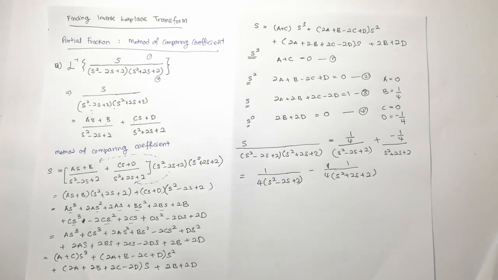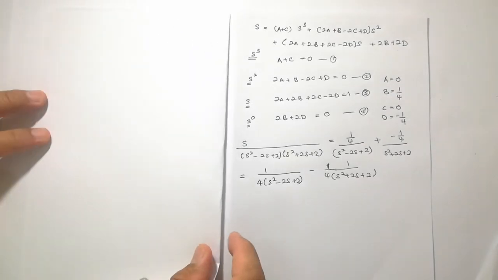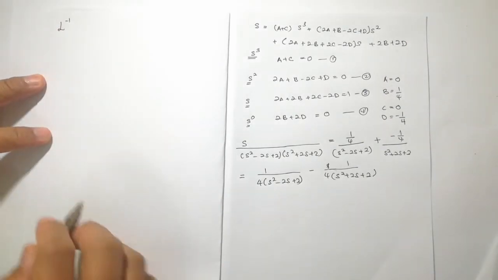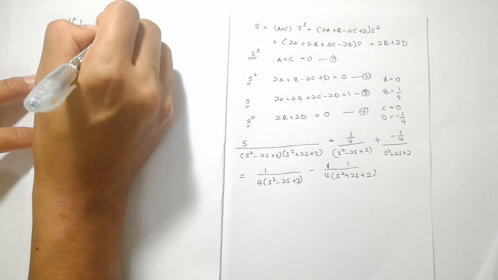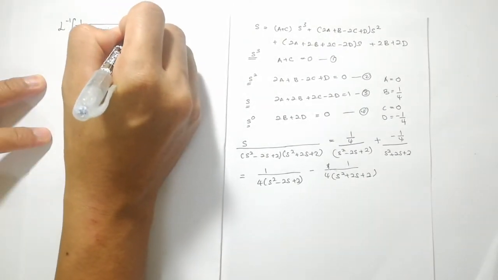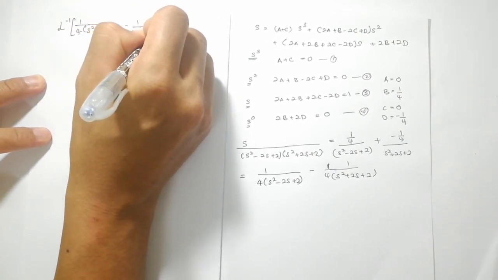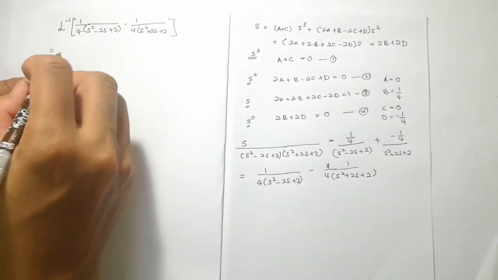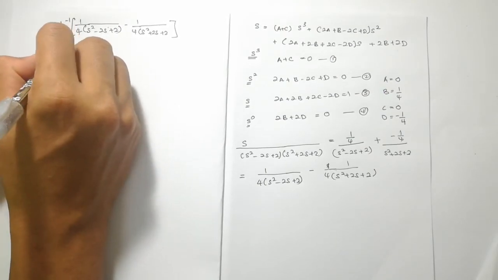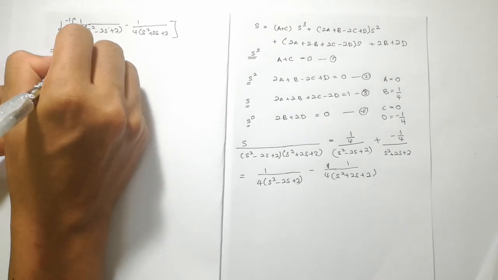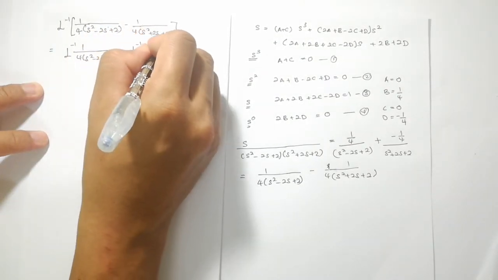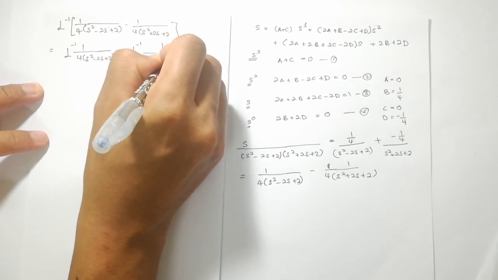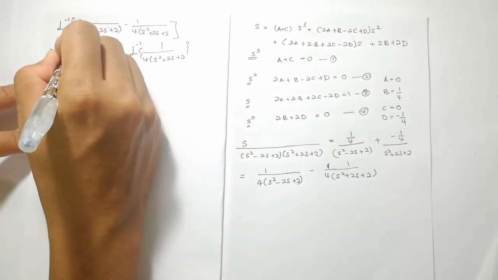So let's do that, where we need to find the inverse Laplace transform of 1 over 4 times S squared minus 2S plus 2, minus 1 over 4 times S squared plus 2S plus 2. We will use the linearity property, where we can split this one, so we will have the inverse Laplace transform of 1 over 4 S squared minus 2S plus 2, and then the inverse Laplace transform of 1 over 4 S squared plus 2S plus 2.